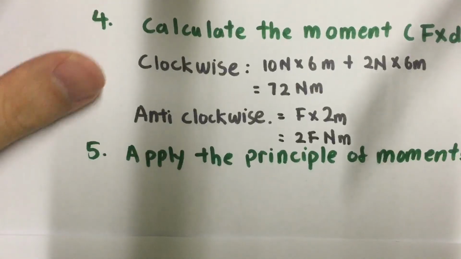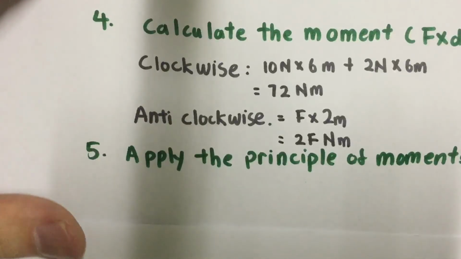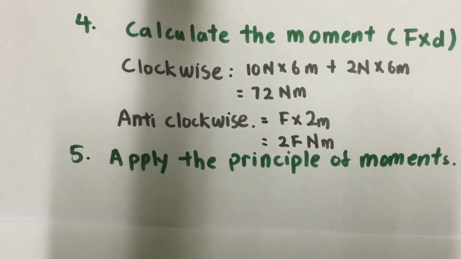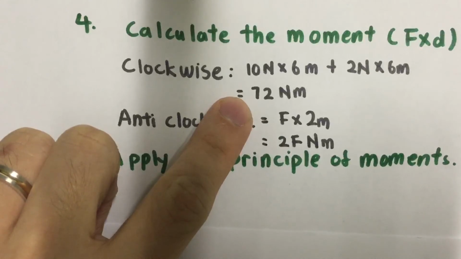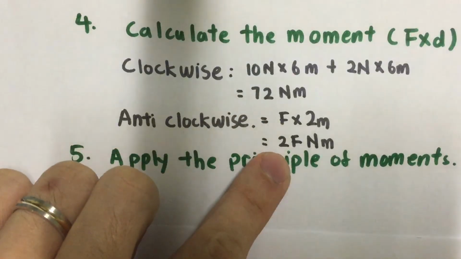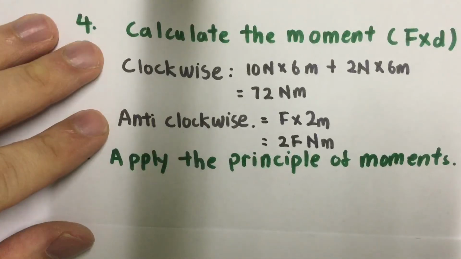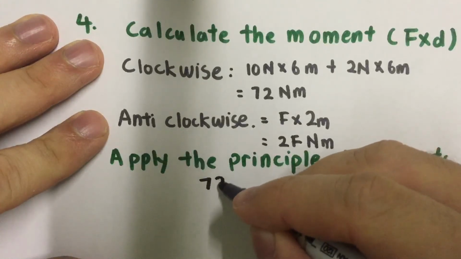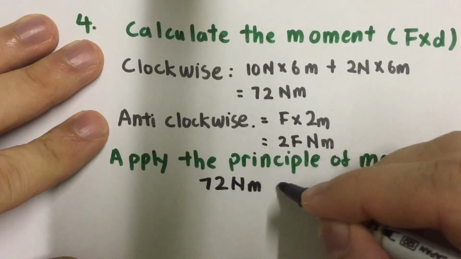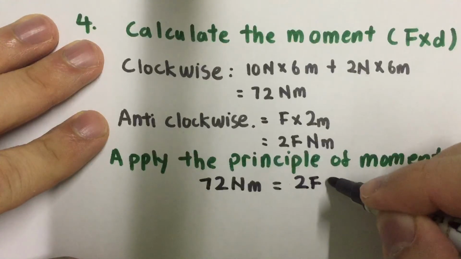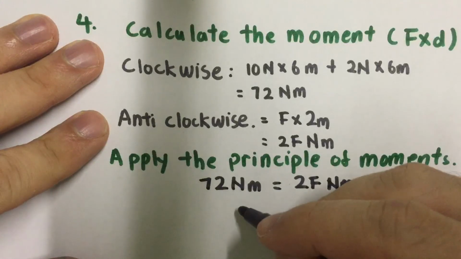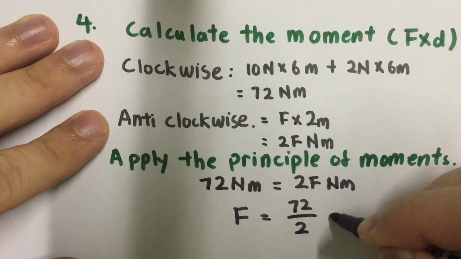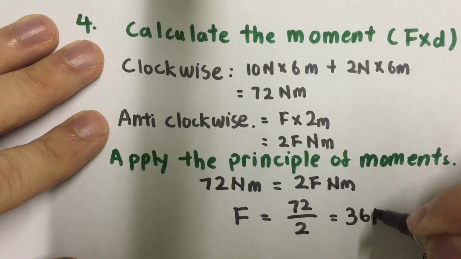So, step 5, we will apply the principle of moments, where we know that in the principle of moments, the sum of the clockwise moment must be equals to the sum of the anti-clockwise moment. Hence, we can form an equation where 72 Newton meter must be equals to 2F Newton meter. So your F will be 72 divided by 2, giving you 36 Newton.